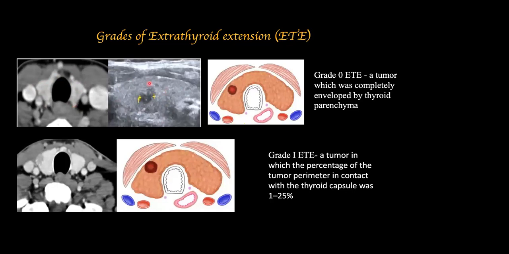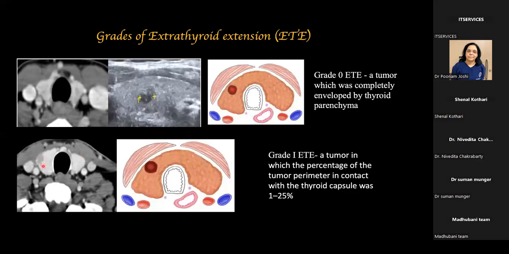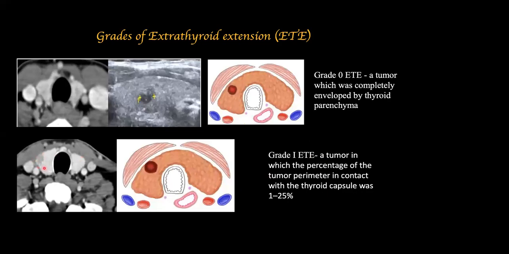Right. So if you can see a nodule which is completely surrounded by thyroid parenchyma, then it's grade 0. Definitely there is no extrathyroid extension. Then in grade 1, the percentage of the tumor perimeter in contact with the thyroid capsule is 1 to 25%. Like here you see, it's just up to 25% in contact with the capsule. Then there is grade 1 ETE present.